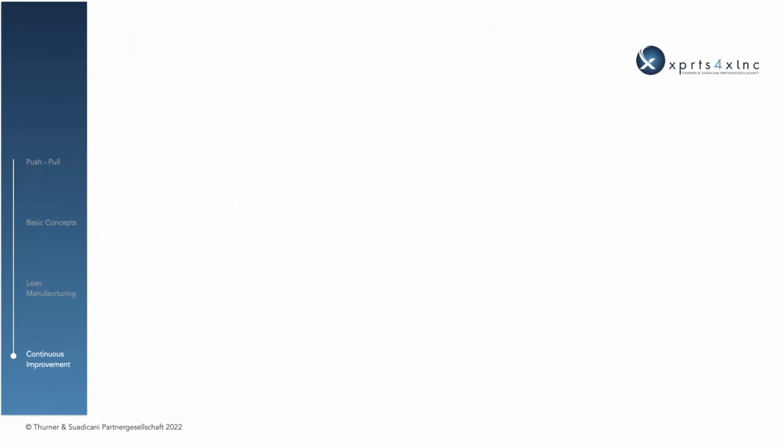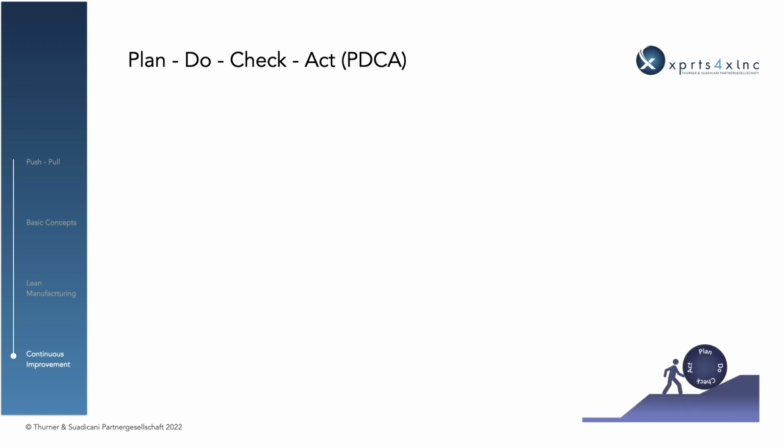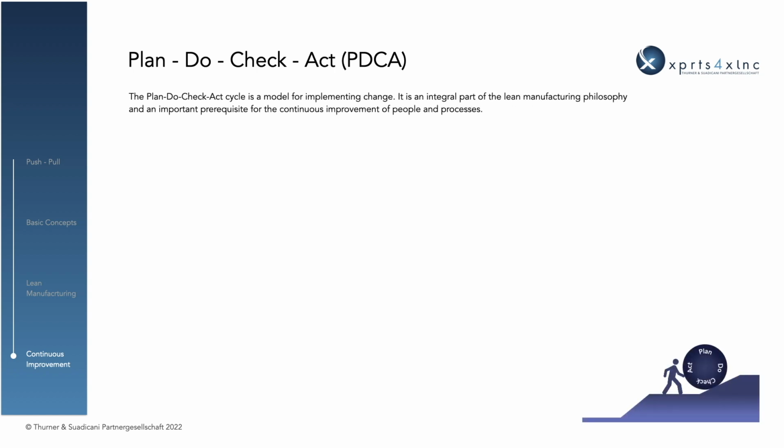Now that we know and have quantified the reasons for our problem, we can set about fixing them. This is what the PDCA methodology is for. The Plan Do Check Act cycle is a model for implementing change. It is an integral part of the lean manufacturing philosophy and an important prerequisite for the continuous improvement of people and processes.